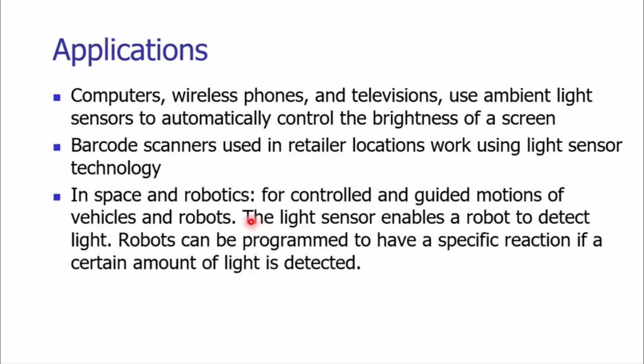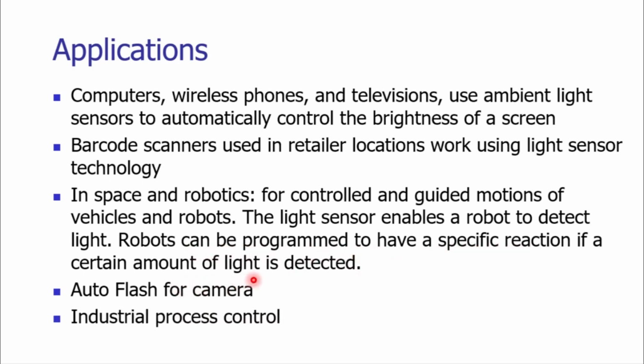In space and robotics, we need to have a very controlled and guided motion of various vehicles and robots in the automated industry. These LDRs are enabling the robots to detect the light. Accordingly, the robots are choosing the path of movement. The robots can be programmed to have a specific reaction if a certain amount of light is detected.